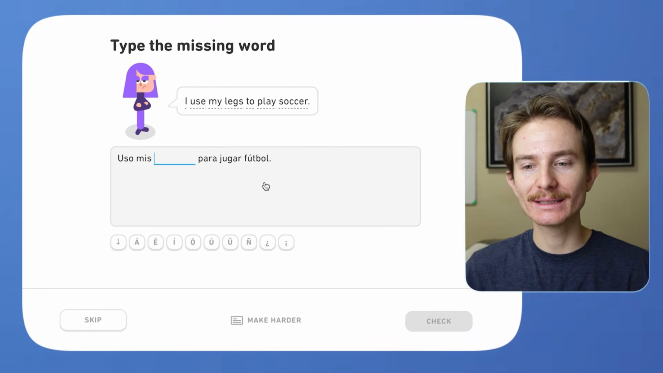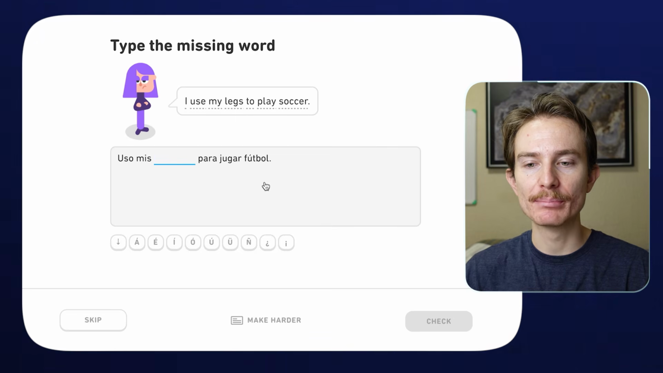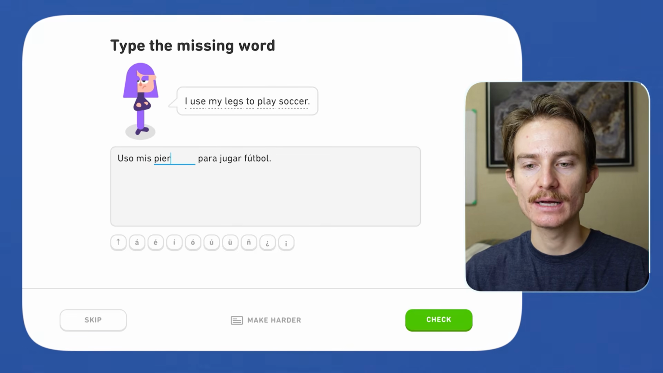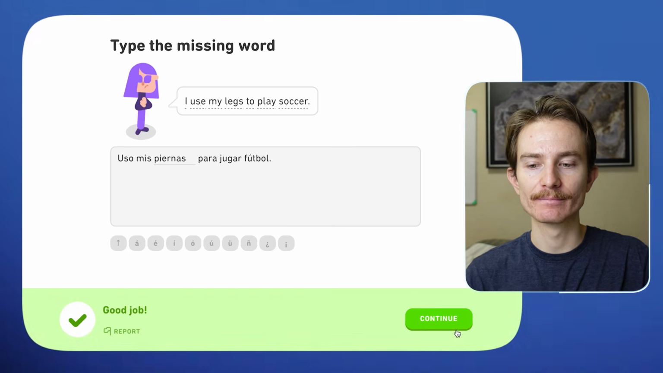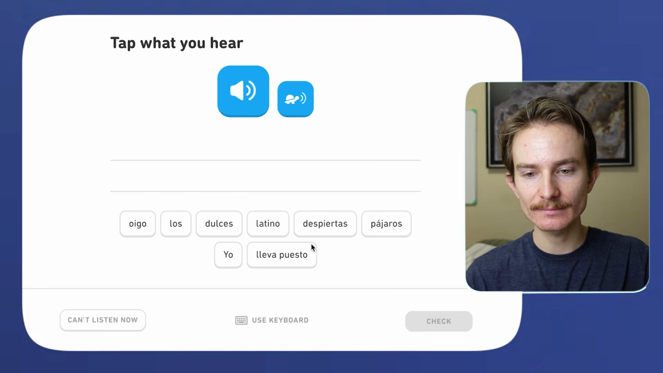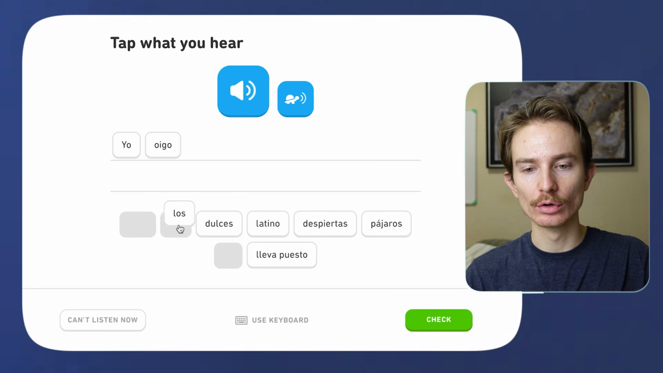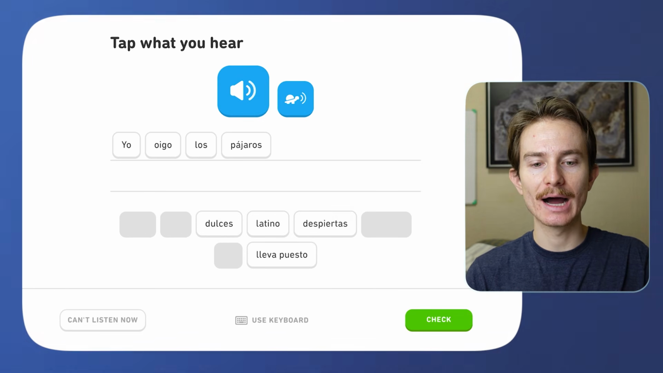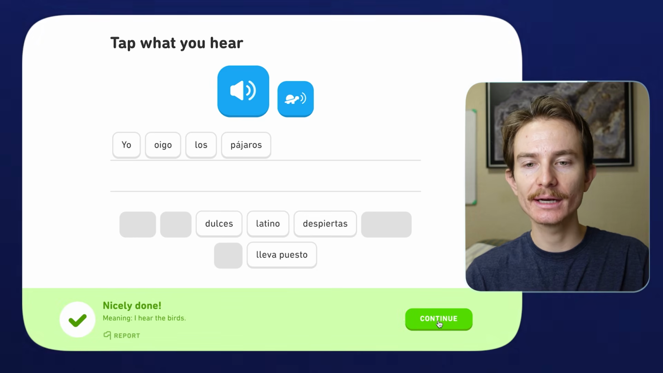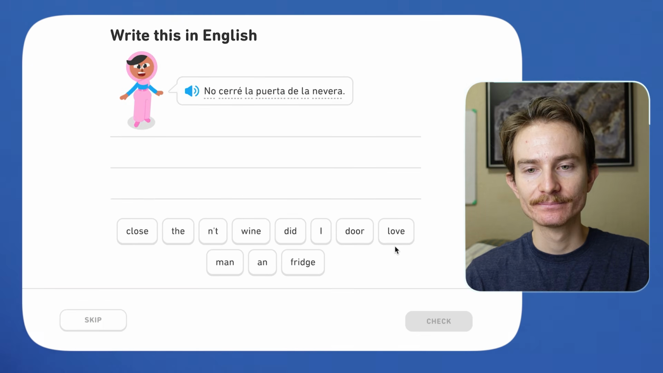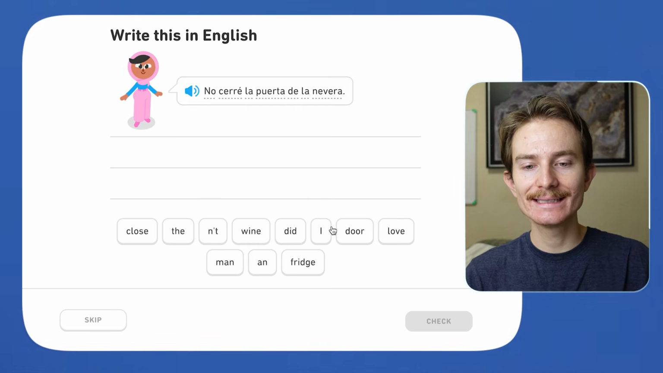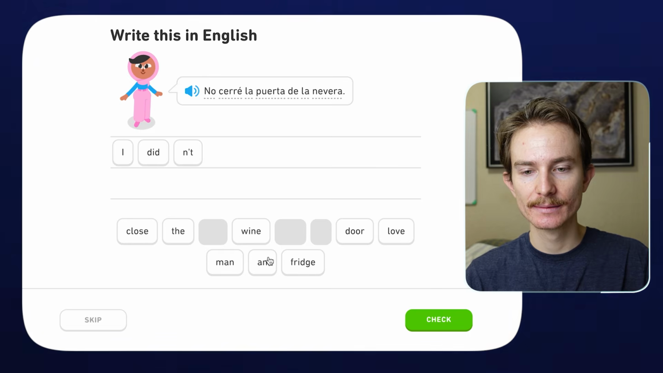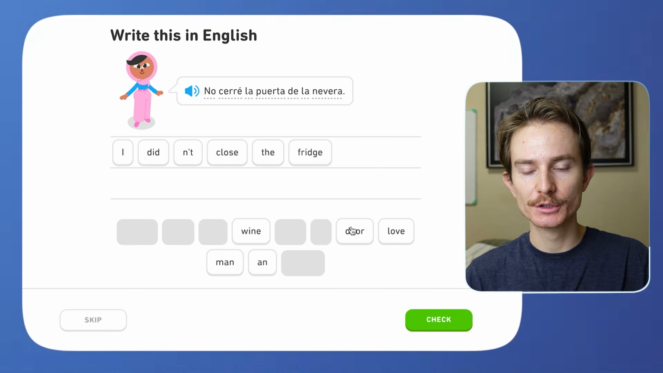All right, so I use my legs to play soccer. Uso mis piernas para jugar fútbol. All right, awesome. Yo oigo los pájaros. Okay, so I hear the birds. Okay, pretty easy. No cerré la puerta de la nevera. Okay, so I did not close the fridge door.